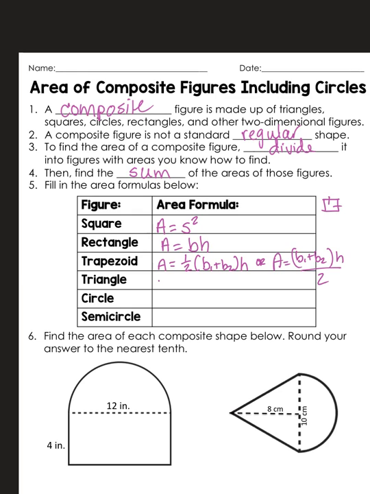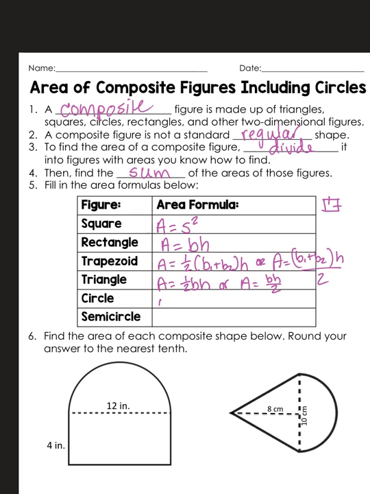Triangle, you can say area equals 1/2 base times height, or same thing, area equals base times height divided by 2. This is all review. We've already learned all this stuff.